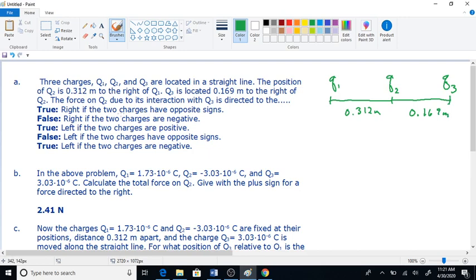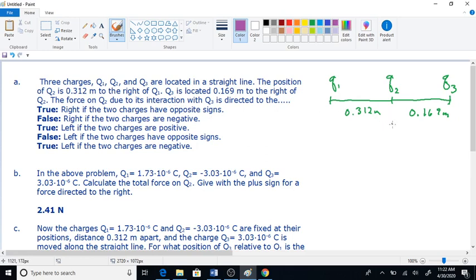Okay, so they want to know what is the force on Q2 from its interaction with 3. Yes, 1 has some stuff to do with it, but right now these true-falses are just over what is 3 doing to 2. With that being said, to the right if the charges have opposite signs.